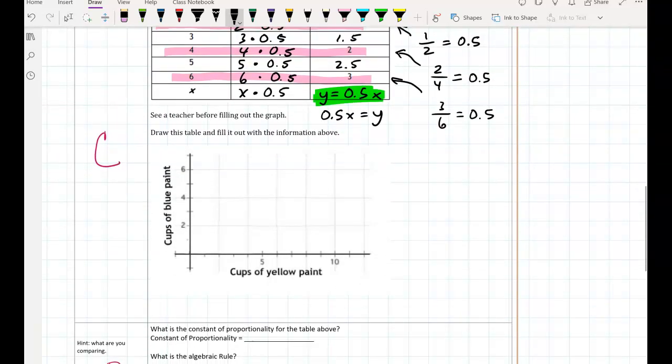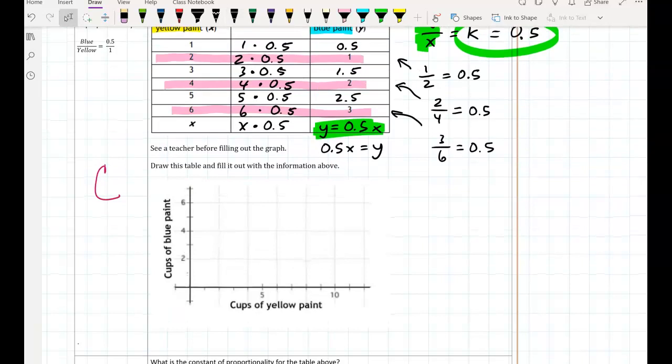All right. Now let's draw this graph and fill out the information from the table here. So in this case, let's draw some points. When x is 1, y is 0.5. So I'm going to go over here to 1. And I'm going to go, let's see, where would 0.5 be? Well, that's 1, this is 3, this is 5, and 7, right? 1, 2, 3, 4, 5, 6, 7, 8, 9, 10, 11, 12.